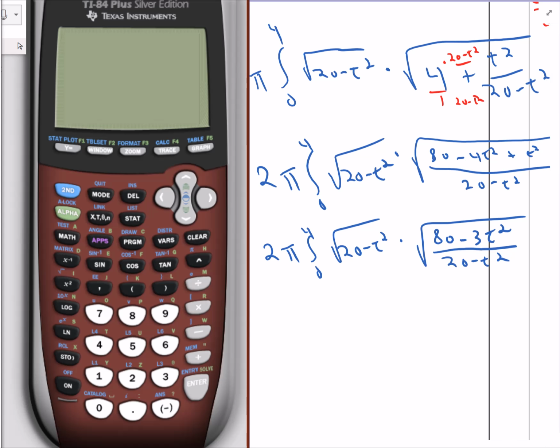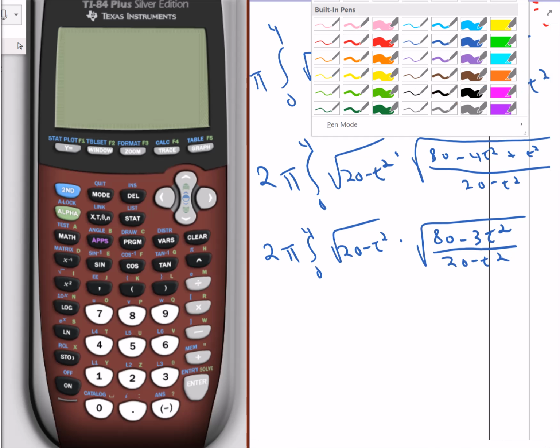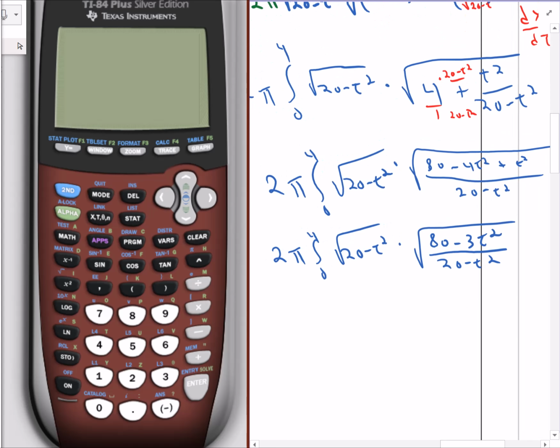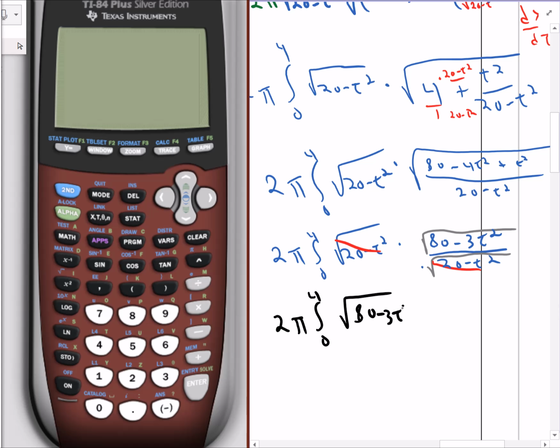Which then, if you remember your properties of when you're multiplying radicals, or maybe something simpler, if you have a radical of a fraction, you can always take the radical of the top and the radical of the bottom separately. And in this case, when you do that, you can notice that the denominator here is going to cancel with that one. And so all we're going to be left with is 2 pi, the integral from 0 to 4 of the square root of 80 minus 3t squared.